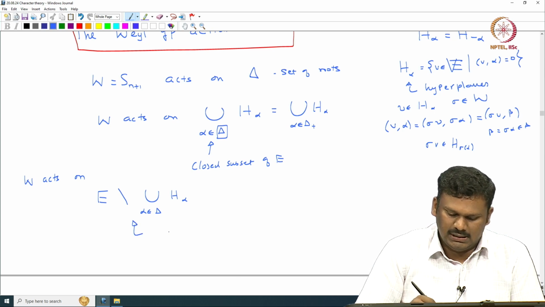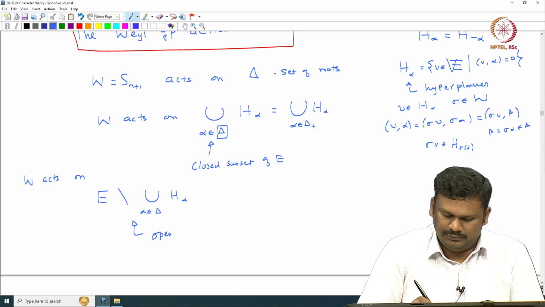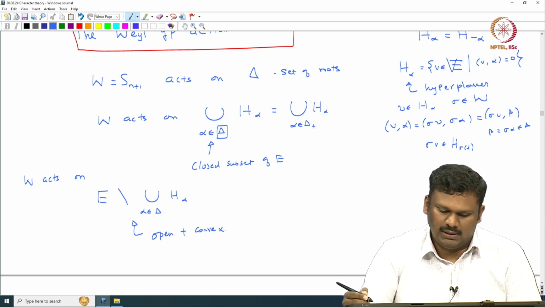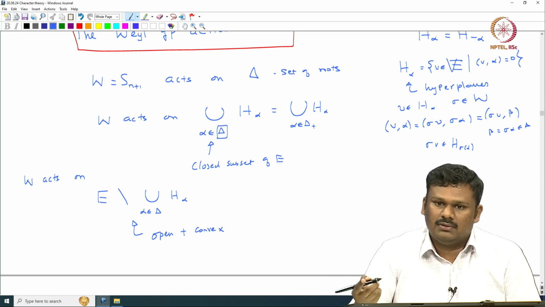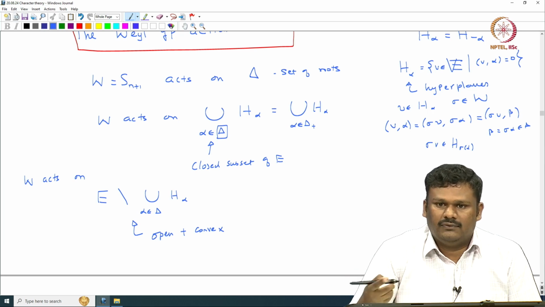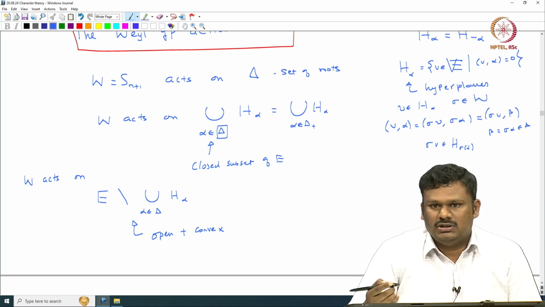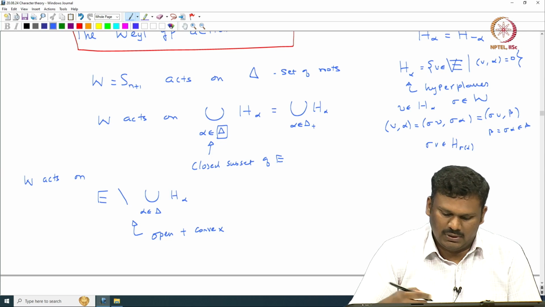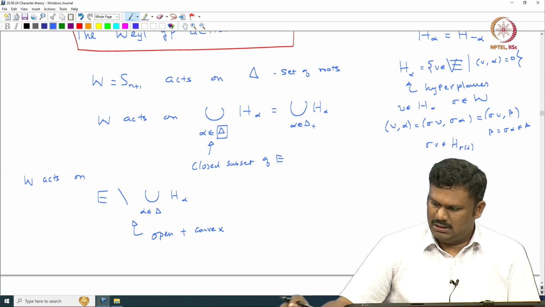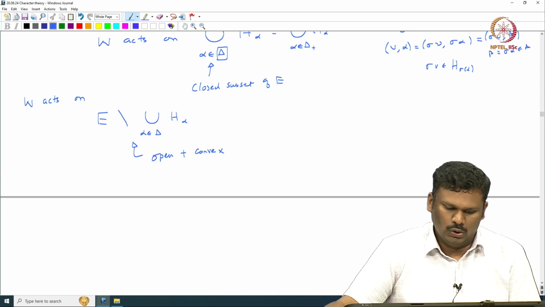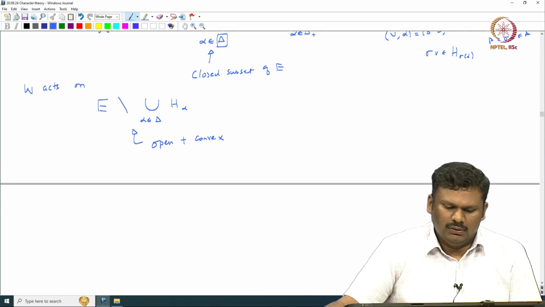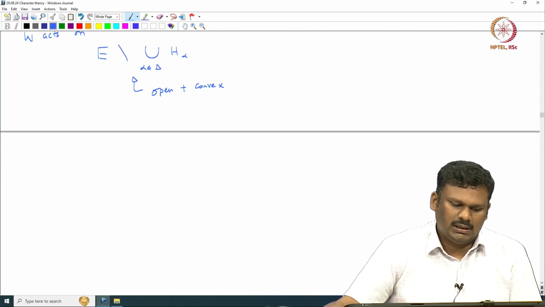This set, you can easily see, is nothing but open, and this is convex. That is easy to see, because the H_alphas are like hyperplanes, one dimension less. If you take the union of them and then take the complement, you will get actually a huge open set which will be a convex set. This is something very elementary, it comes from Euclidean geometry, I am not going to prove it here.